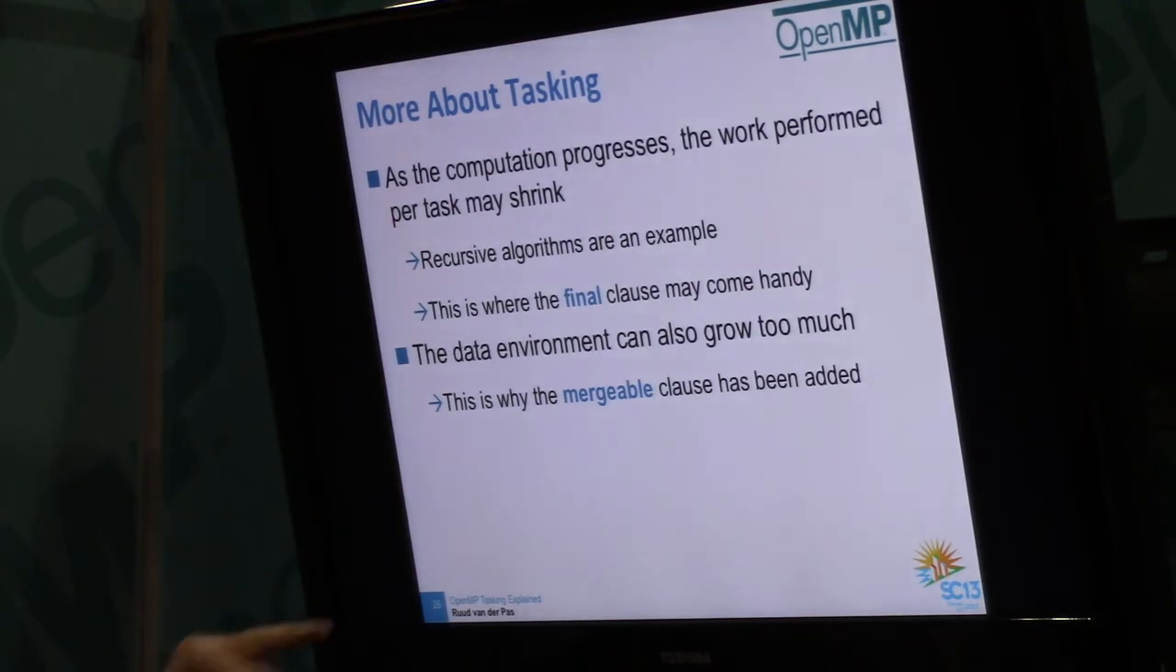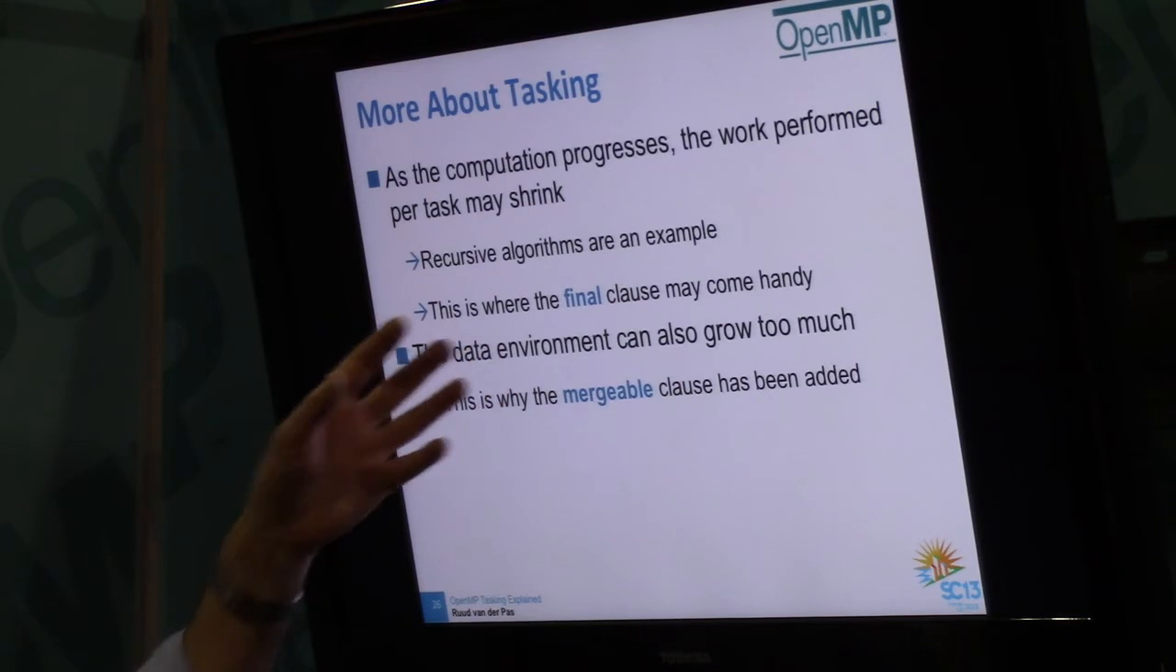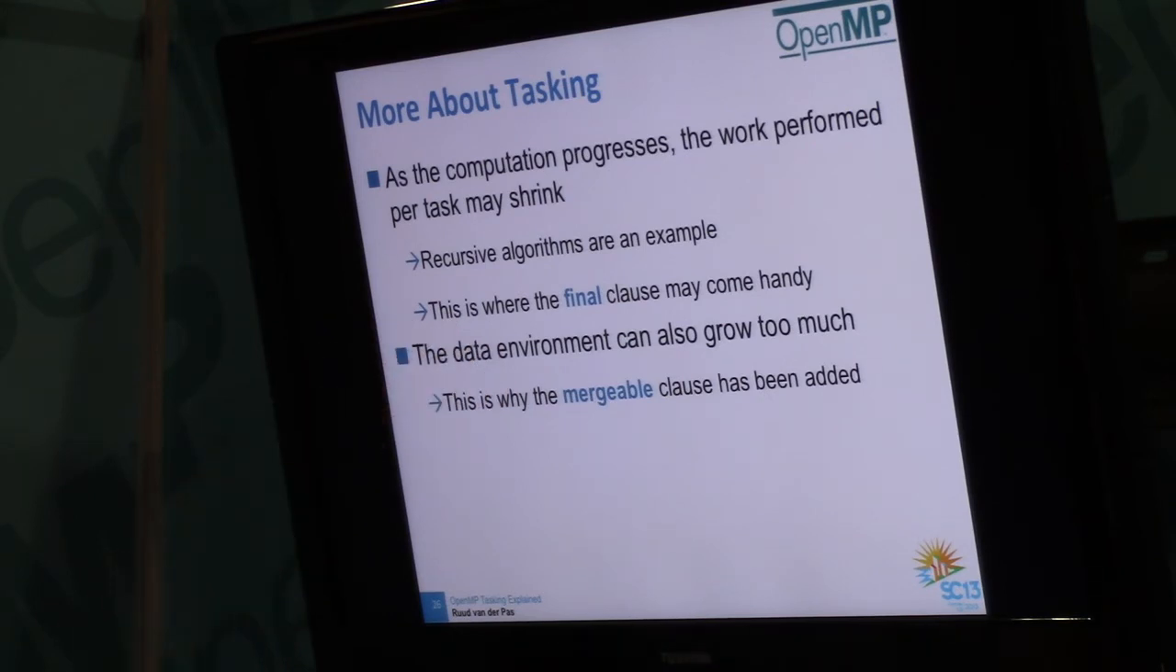The other one is, because of the data environment, each task inherits the data, or part of it. So when you have thousands of tasks, you can need a lot of memory. So that's when you start, well, merge them. Merge the data environment. Don't add more data to it. Okay. So those are fine-tunings to control the performance and the memory usage.